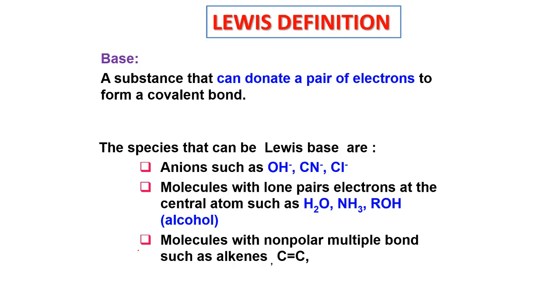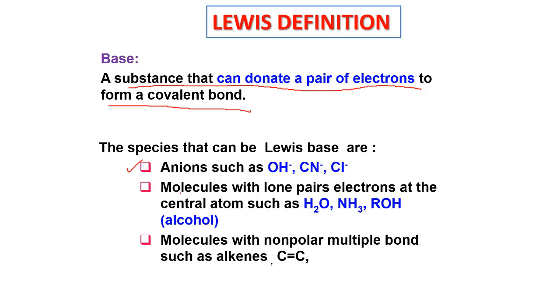Okay. Now, Lewis base, it is a substance that can donate a pair of electrons to form a covalent bond. So, dia adalah substance, bahan that can donate a pair of electrons to form a covalent bond. Dia terbalik daripada Lewis acid definition. Alright. Okay. So, sama juga. The substance that can be Lewis base, it could be atom, ions or molecule. So, ini contoh dia. Ions. Hydroxide ion, cyanide ion, chloride ion, okay.